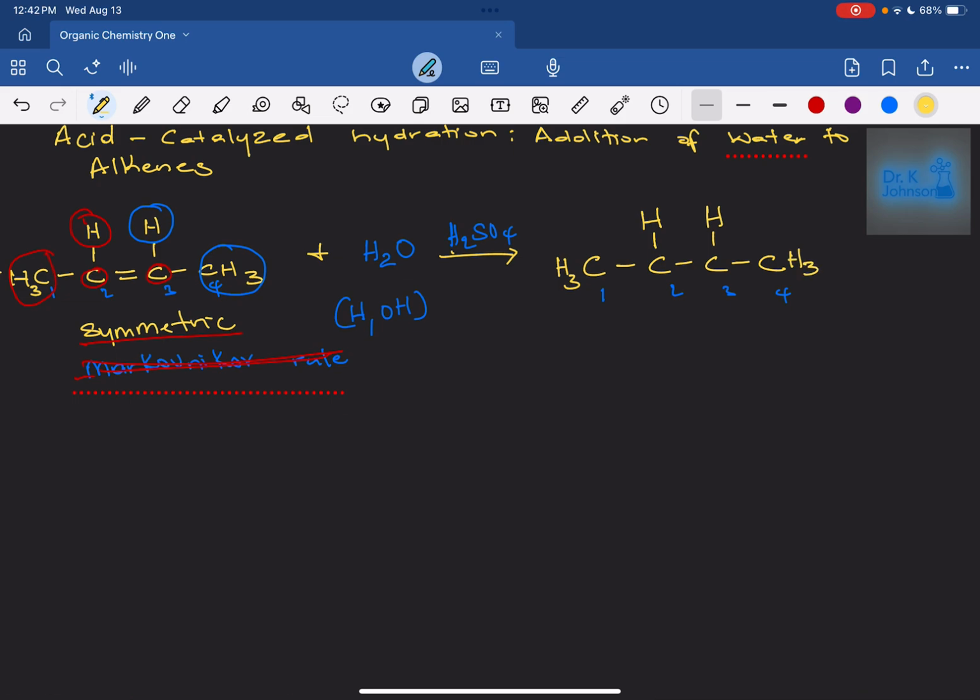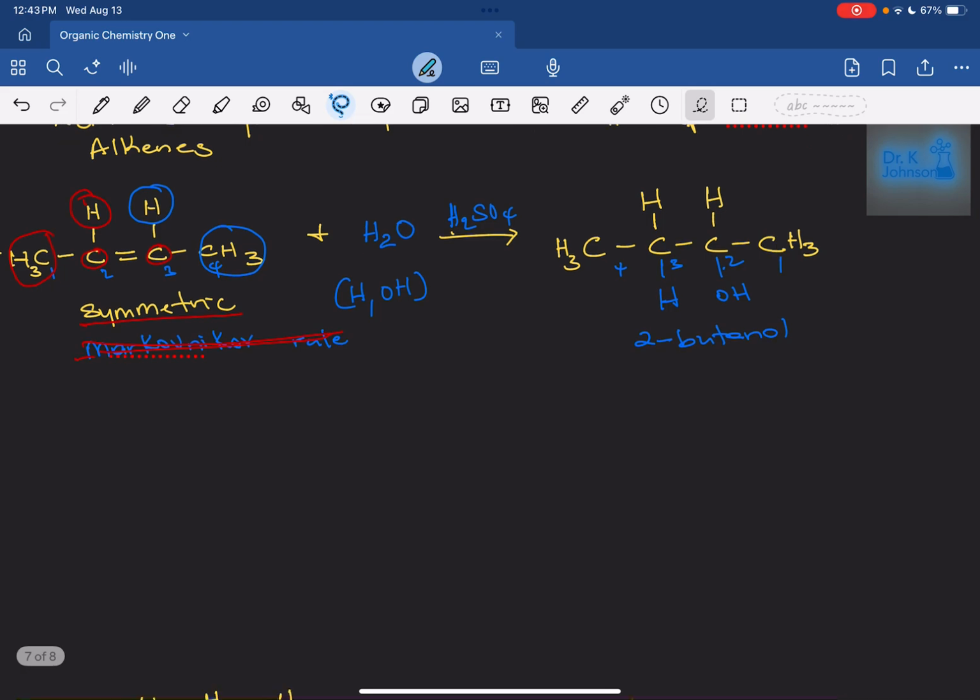Now I am going to add my hydrogen to carbon 2 and add my OH to carbon number 3. If we were to name this molecule, we would have to number in the opposite direction so that the hydroxyl group has the lower number. So this would be 2-butanol. And if you don't believe me, go ahead and do the opposite: add your OH to this carbon and the hydrogen to this carbon, and you will end up with 2-butanol. Just make sure you use your IUPAC rules to name. So if the alkene is symmetric, we don't need to worry about Markovnikov and you will only get one product. Now what if your alkene is asymmetric?